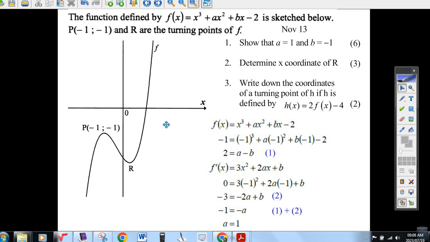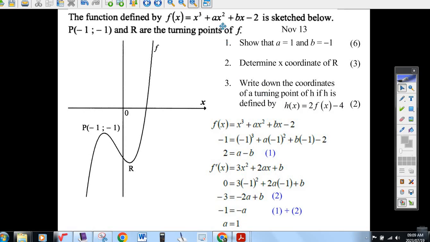Well, what else do we know? We know that if x is minus 1, y is minus 1. But we also know this is a turning point. So if the gradient, and how do we find gradients? We take the derivative. If the gradient's 0, it's 0 at the turning point. So we know that f prime of x must be 0 right there at minus 1 with the gradient. And this is the equation of the gradients.